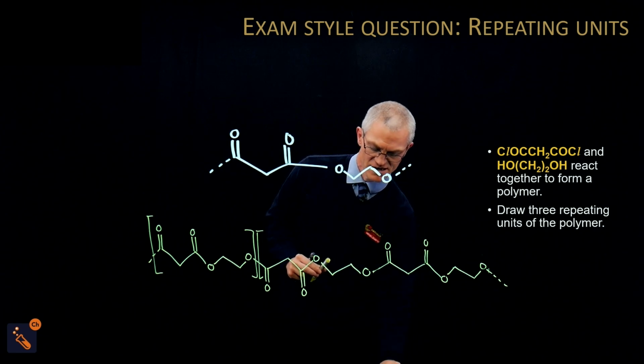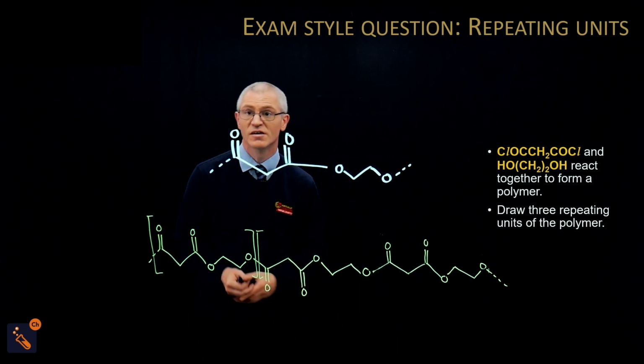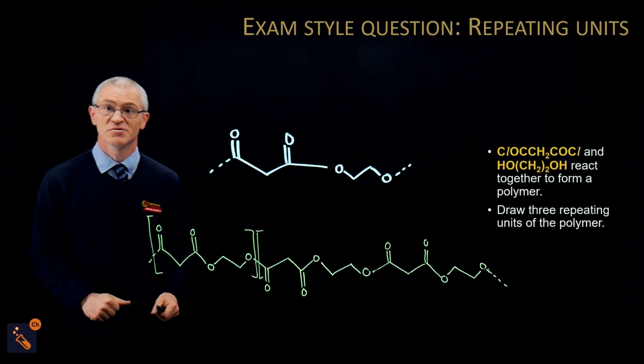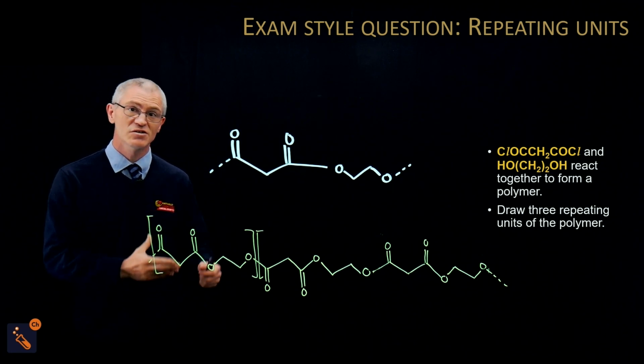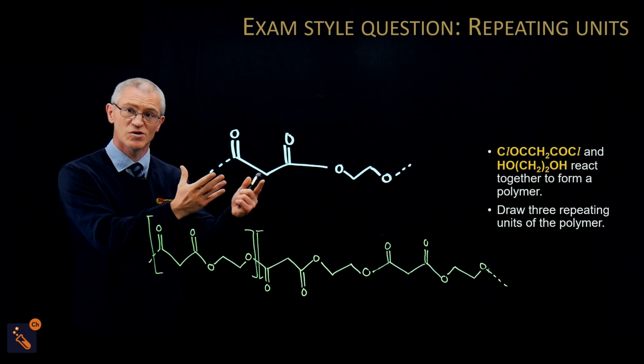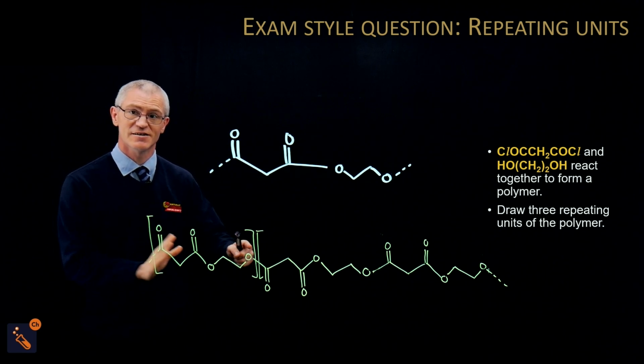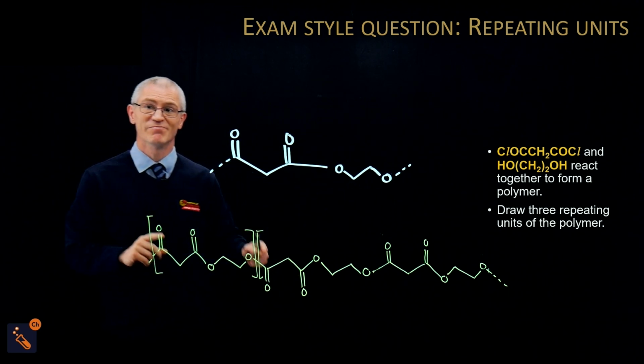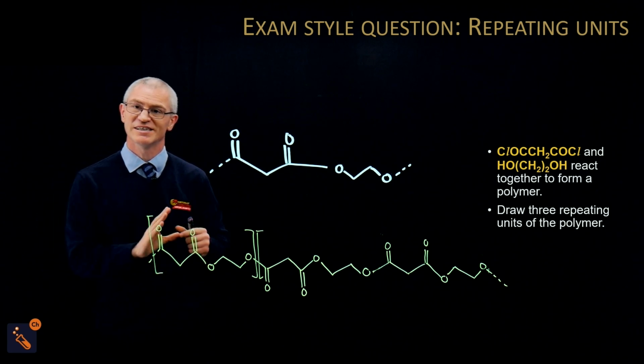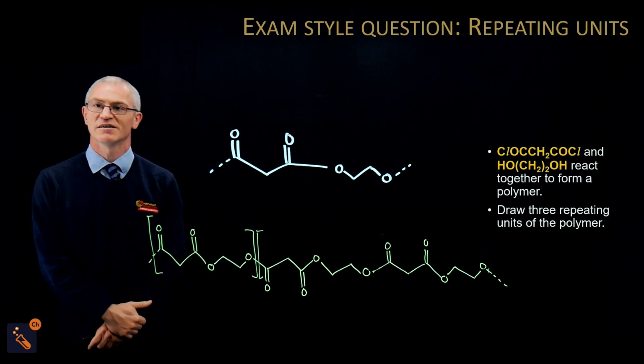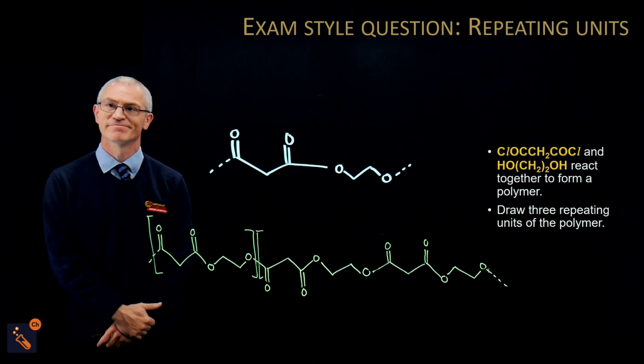But that is how you draw different numbers of repeating units. Okay, remember it's usually 2 or 3. So draw out the 1 repeating unit first, and just copy it as many times as you want. And remember, leave it open because it is a part of a larger polymer. Okay, and leave it open at the end.